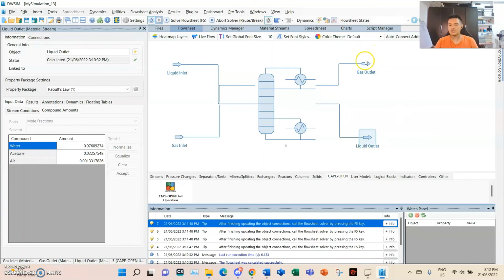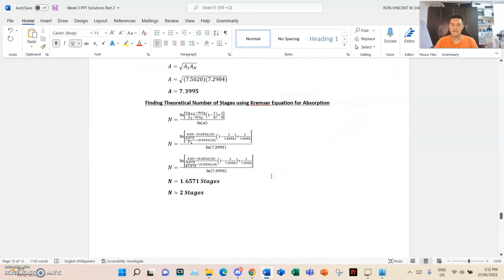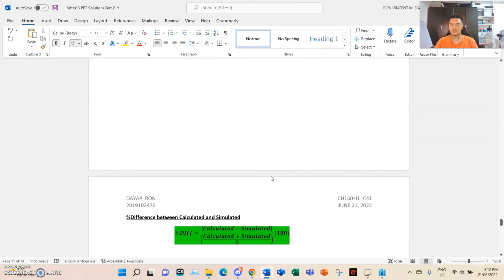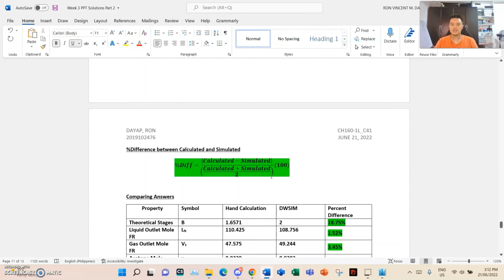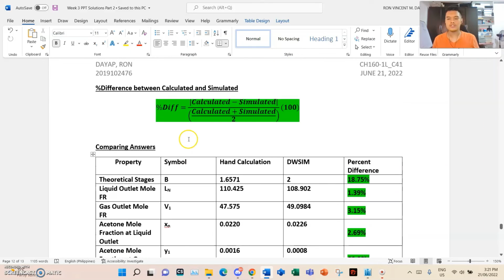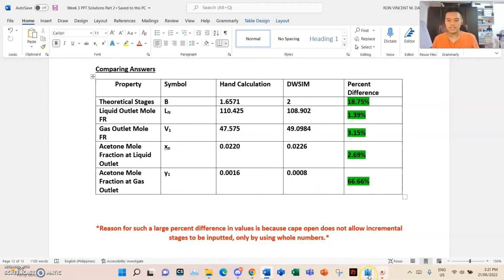We can compare these two and try to find a conclusive answer on what the data actually represents. Alright, so this is what I did: the percent difference calculation. From DWSIM, I inputted 2 theoretical stages rather than the decimal value from the hand calculation, because, again, CAPE-OPEN only requires values in whole number variation.